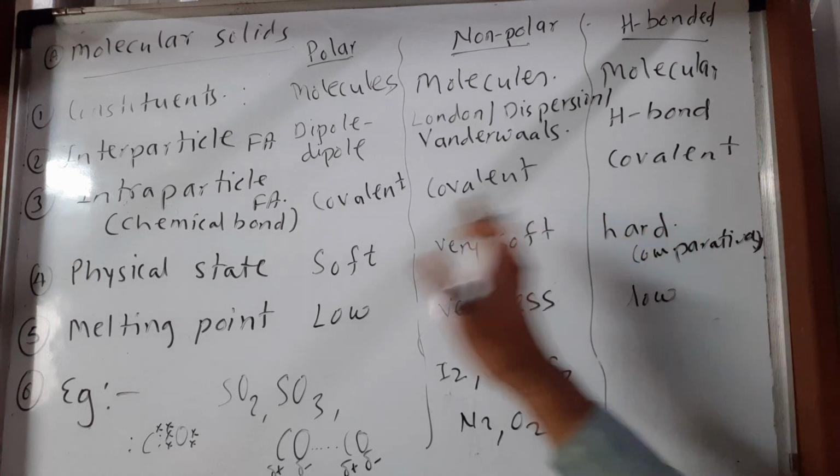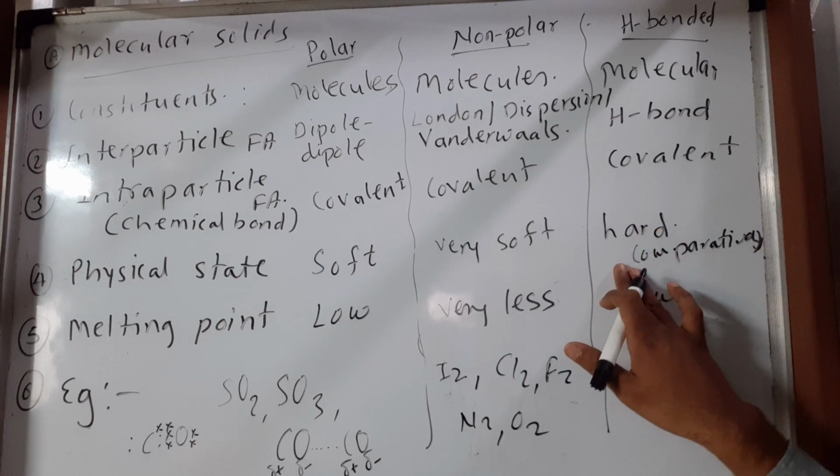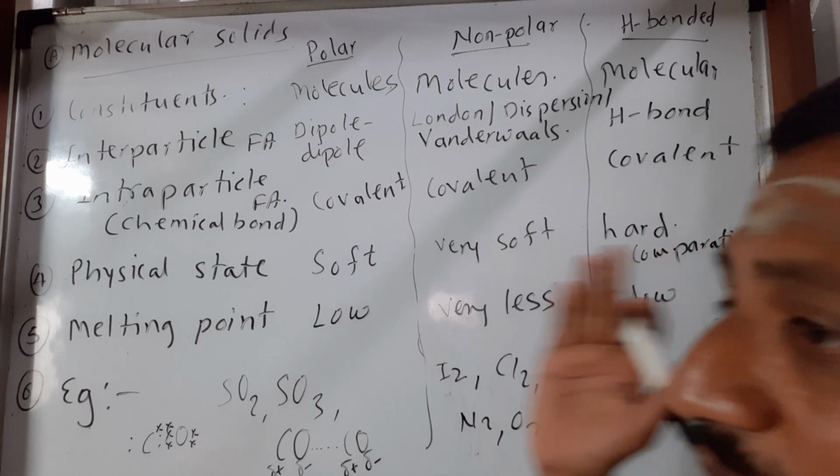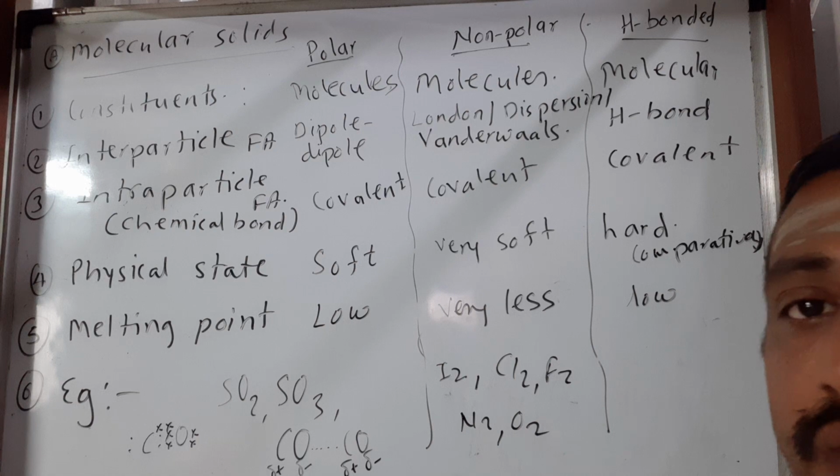Compared with what? We are comparing with the polar and non-polar molecular solids. They are hard in nature. But if we compare hydrogen bonded molecular solids with metallic solids or covalent solids, then they are the soft ones. So this is about the first one, molecular solids.